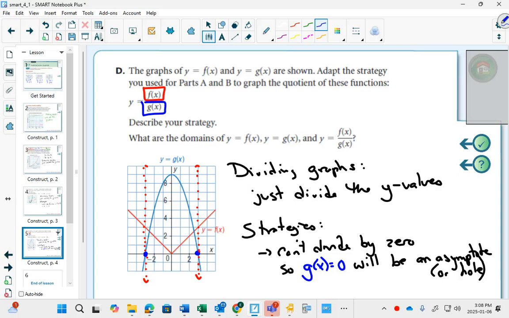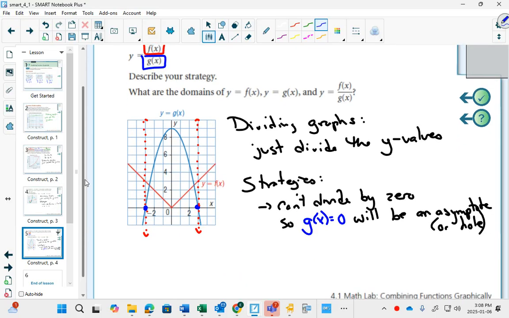Right? That's one strategy. Next, think about things that are going to be easy to do. So, for example, if the red graph equals 0, what would happen? Then you would get y equals 0 over g of x. And would it matter what g of x is? 0 divided by anything is going to be 0. So that's going to be another key point.